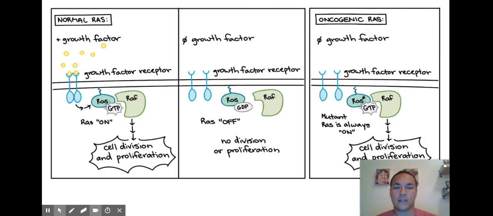Here's a cool AP example of it. You know this, right? This is a ligand, and this is a signal transduction pathway for a cell to divide. And what happens if it gets mutated? It gets mutated, and it's always on. It's always saying divide, divide, divide cell, and it's going to cause cancer.